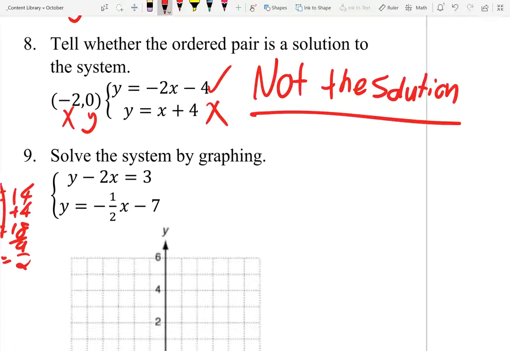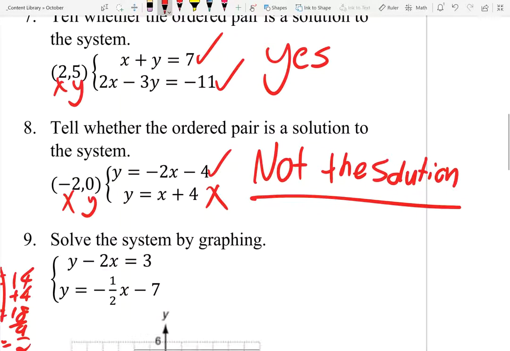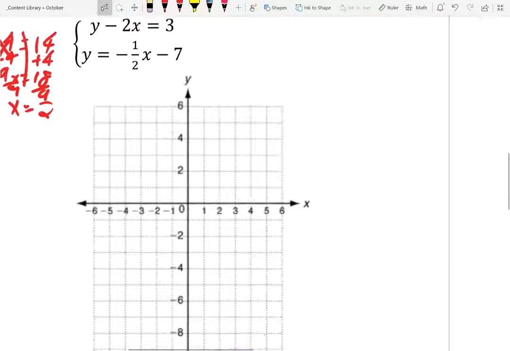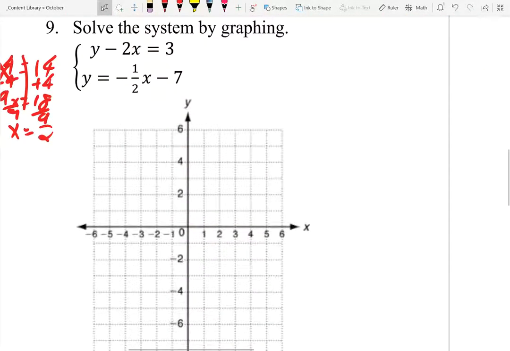Okay, we are not working out the system. Keep in mind, we didn't actually solve the system at all. I was just plugging in the point that I was given to see if that point is the solution or if it's not. And that's all I needed to do. And that's what I've done. That's my answer. Okay, number 9, graphing.